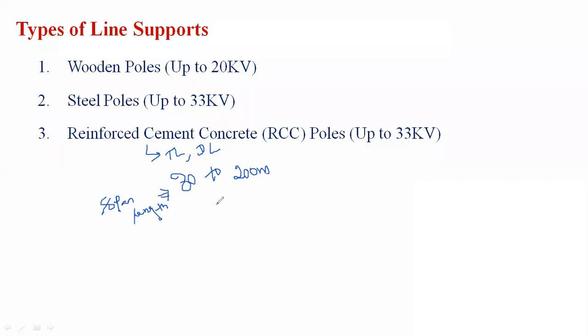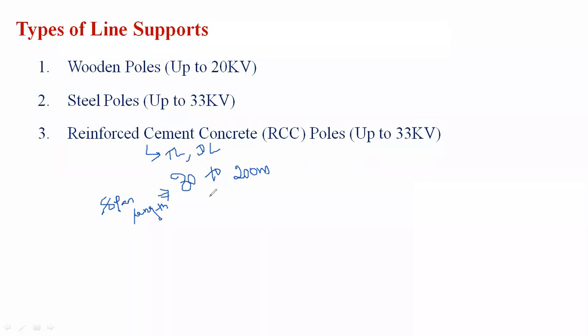The advantage of the RCC pole is that the mechanical strength is high compared to the steel pole, and the lifetime is also more. We can use it up to 100 years or more than 100 years. The look is good and it requires little maintenance. That is, the maintenance is very, very less. Regular inspection and regular painting are not required. And the insulation property as compared to the steel pole is also good.